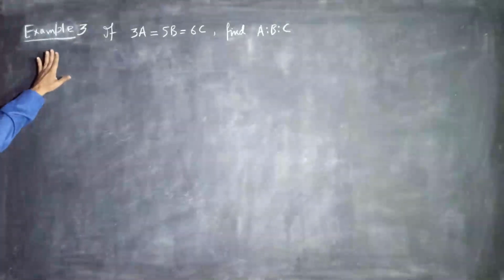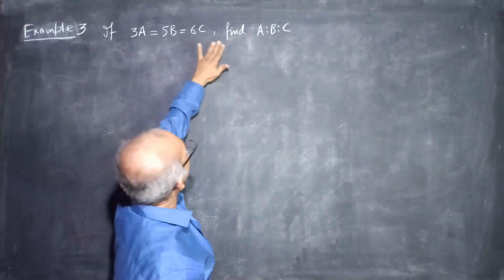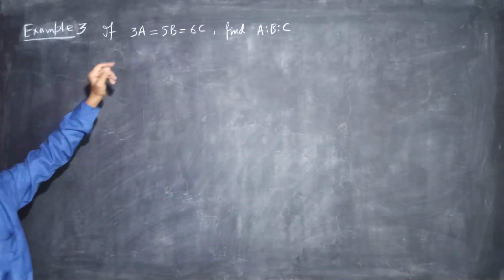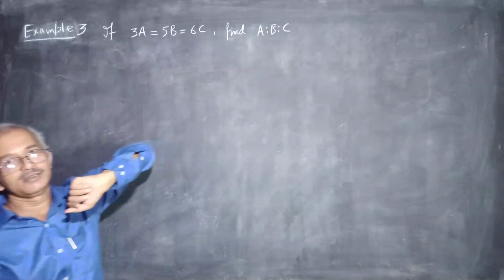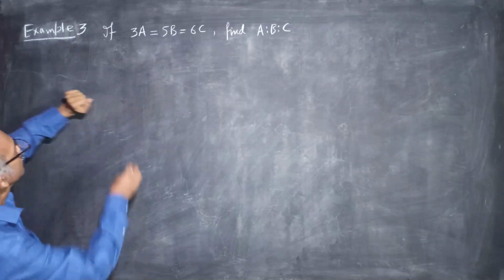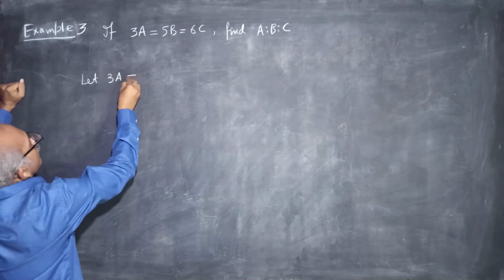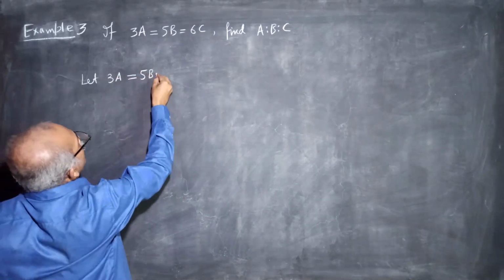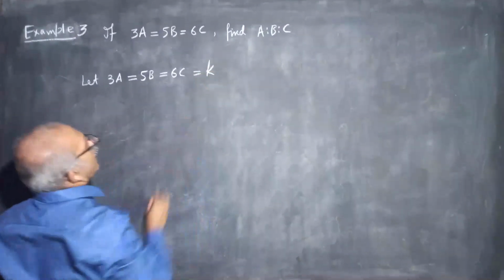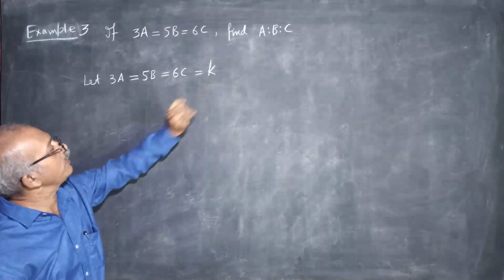Now we shall study example 3. If 3a is equal to 5b is equal to 6c, find a is to b is to c. See, in this problem, 3 quantities are equal. In such cases, we equate it to some constant. Let 3a is equal to 5b is equal to 6c. Let it be equal to k. 3a is equal to 5b is equal to 6c is equal to k.